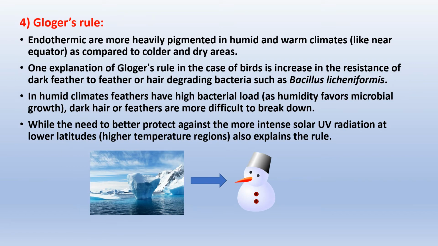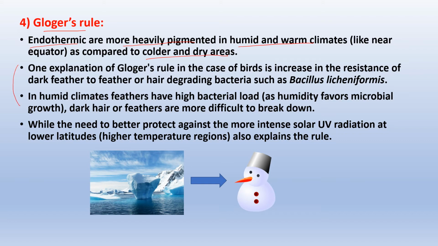The fourth rule is Gloger's rule. Endothermic animals are more heavily pigmented in humid and warm climates, like near the equator, as compared to colder and dry ones. Here you have to remember this rule talks about endothermic animals like the previous rules. So the colder and dry ones are the less pigmented ones, while the heavily pigmented ones are found in warmer climates. There are many explanations given for this rule.